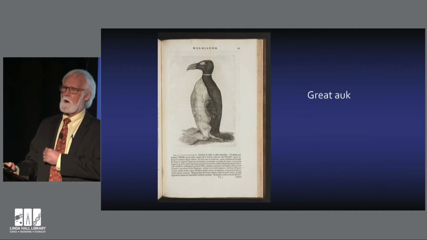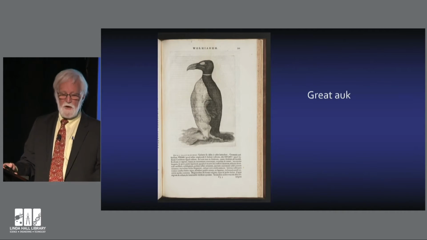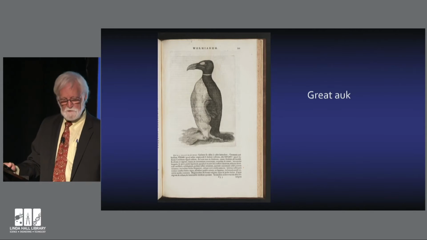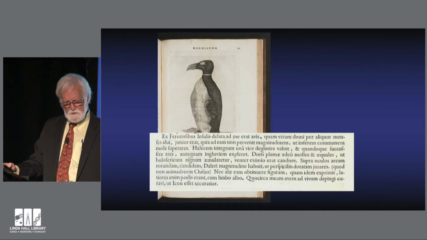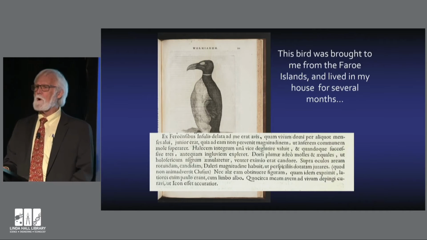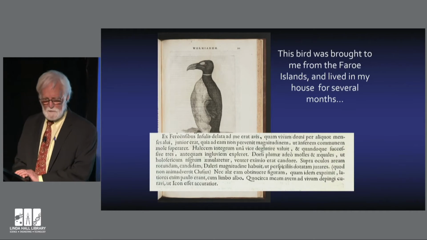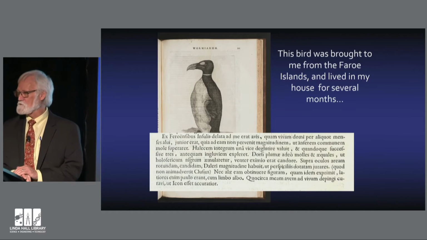Here's his great auk. Very famous picture because it gets copied so much later on, but this is the first time it appears. Here I put in a little piece of the text and I'm going to translate it for you. So he says, "This bird was brought to me from the Faroe Islands and lived in my house for several months." So it was my bird. It was alive. It's like the coati.